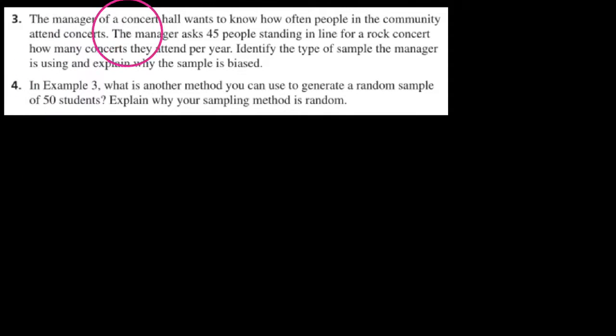Number 3, of course, the manager of a concert hall wants to know how often people in the community attend concerts. So the manager asked 45 people standing in line for a rock concert how many concerts they attend per year. What we want to do is identify the type of sample. 45 people standing in line, that's kind of convenient. This is a convenience sample.